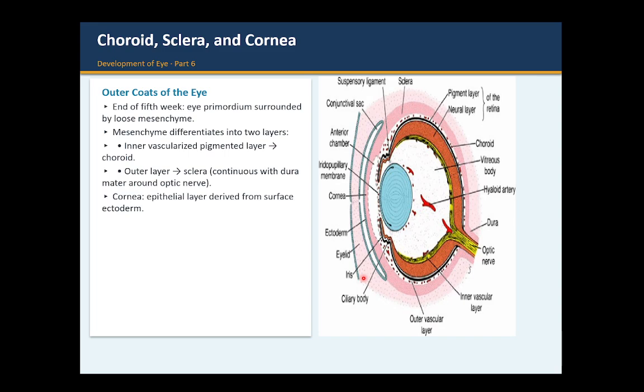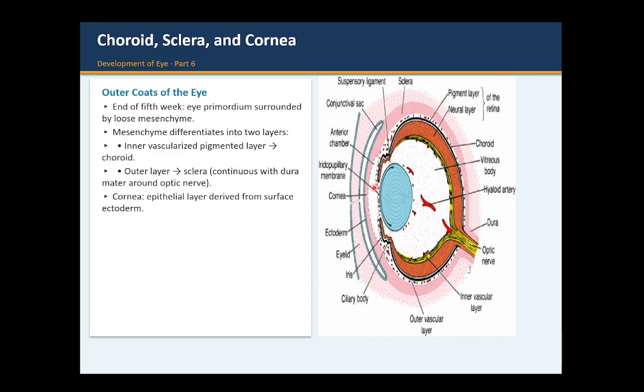So at the end of the 5th week, the eye primordium is surrounded by loose mesenchyme, and this mesenchyme differentiates into two layers: the inner vascularized pigment layer, which is the choroid, and the outer layer, which is the sclera, continuous with the dura mater of the optic nerve. So all this mesenchyme around the optic cup is going to give rise to the choroid, the inner vascular layer, and the outer thick, opaque layer, which is the sclera.